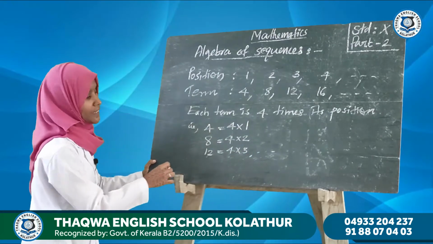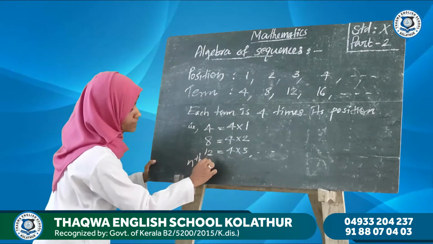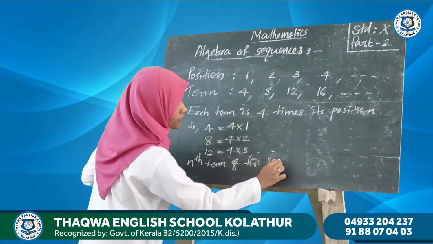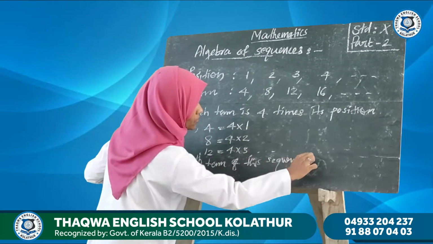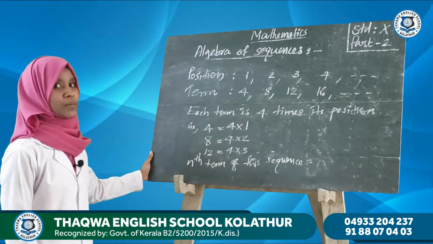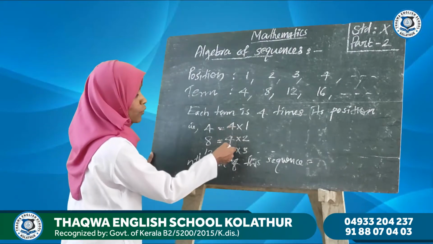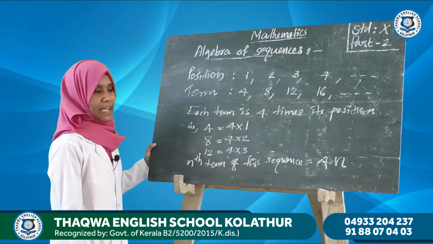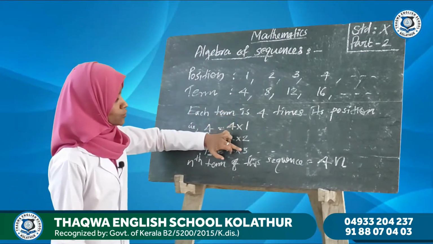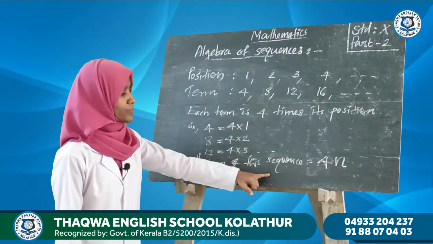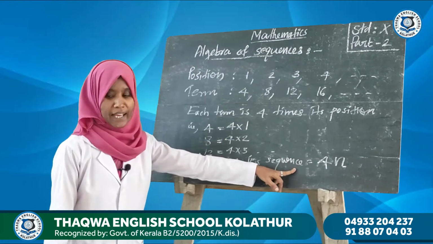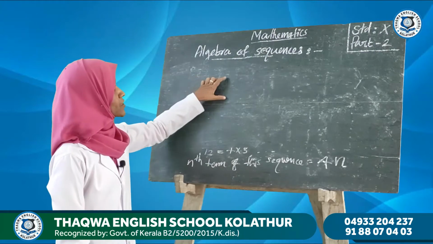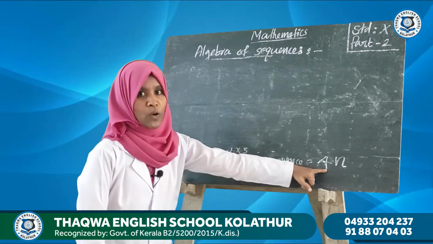Can you say the nth term of this sequence? The nth term of this sequence is 4 times n. Okay, 1, 2, 3, etc. So the nth term of the sequence is 4n. Or we can say that the algebra of the sequence 4, 8, 12, etc. is 4n.